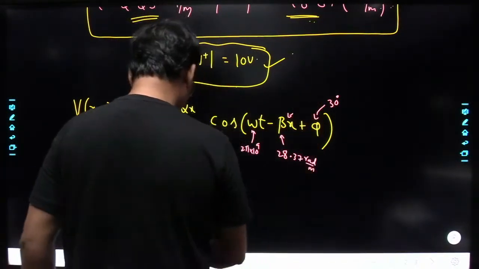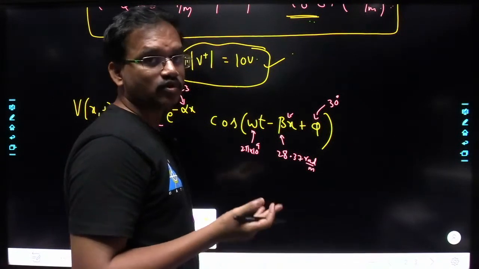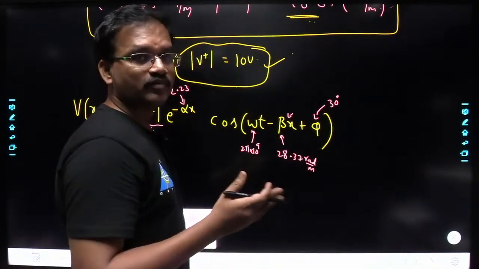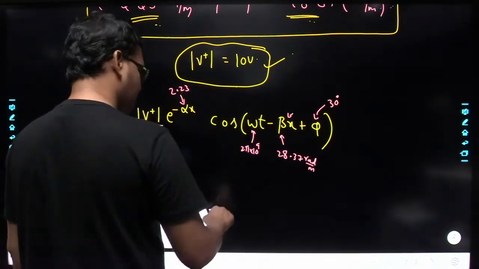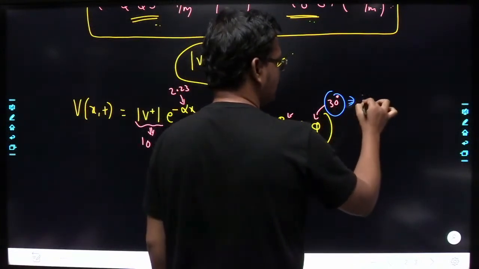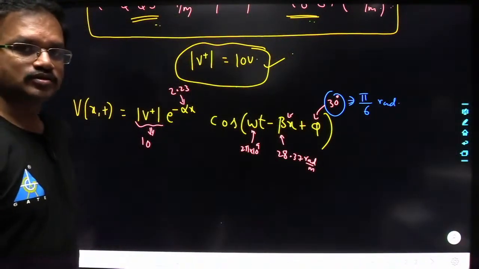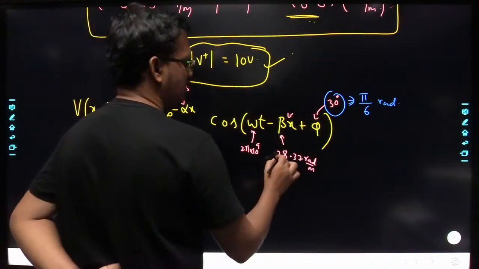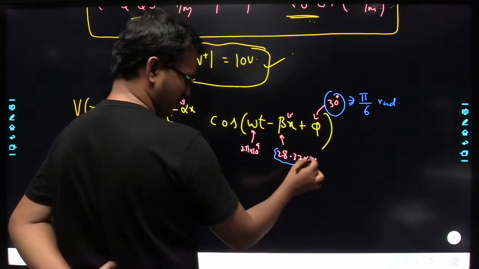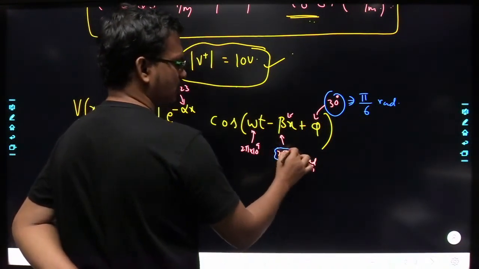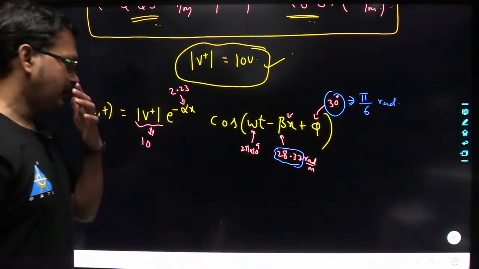So you have to convert both beta x and phi either both into radians or both into degrees. Then only can you perform addition or subtraction. So I can write this 30 degrees as pi by 6 radians. Or you can convert the 28.37 radians into degrees. You have to convert either this into degrees or the other one into radians. Any of these you have to follow.